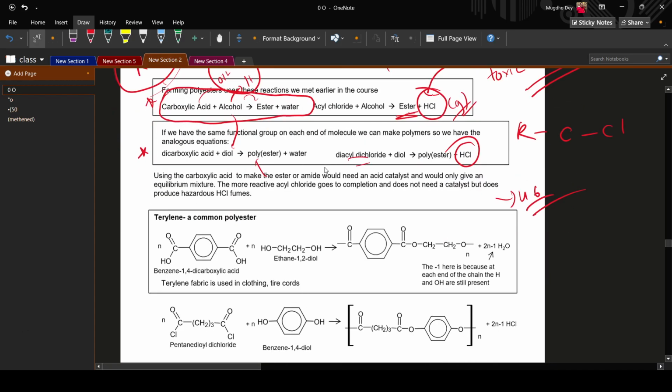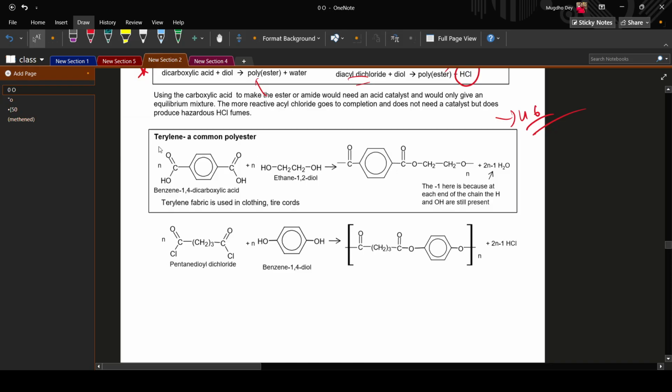Okay, so that's gone. Now terylene, a common polyester. So terylene is this one, as you can clearly see. It's a name of a polyester. So as I said, how is a polyester produced? Dicarboxylic acid is required, isn't it? So this is an example of a dicarboxylic acid. Okay, you can ignore this part.